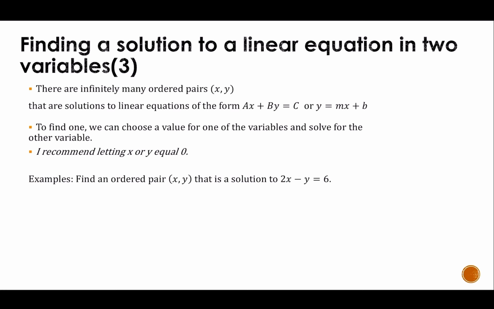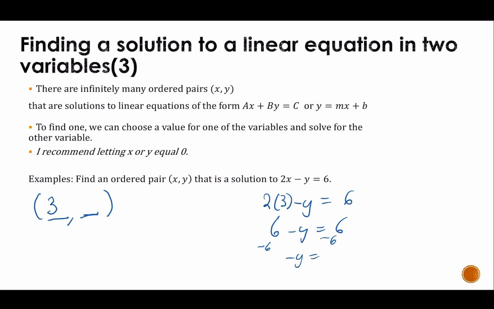Last but not least, maybe I'll pick something other than 0. I have the equation 2x minus y equals 6. Why don't I pick something like 3? So I'll let x be 3, and we're going to solve for y. So I have 2 times 3 minus y is 6. 6 minus y is 6. I subtract 6 from both sides. I get negative y is 0, which means y is 0. So when x is 3, y is 0.